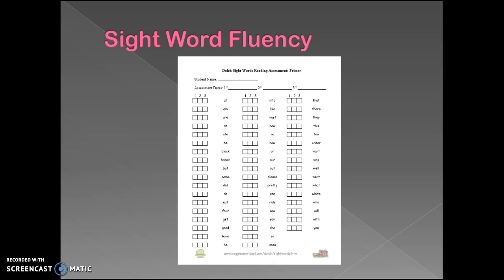Here is the teacher's recording sheet for sight word fluency. These are the primer sight words. Students will be assessed with all of the sight words each time they are given the assessment. However, the sight words may be presented in a different order each time. As the students read the sight words, the teacher can record on the sheet the ones that the students get correct and the ones that the students miss.